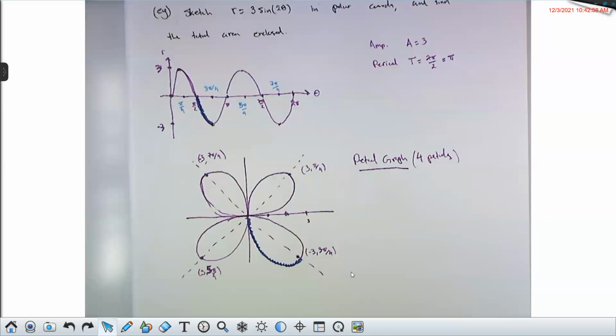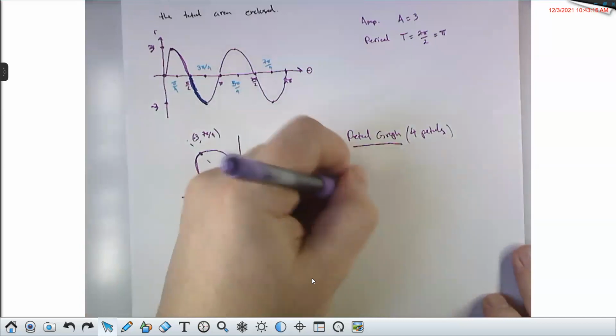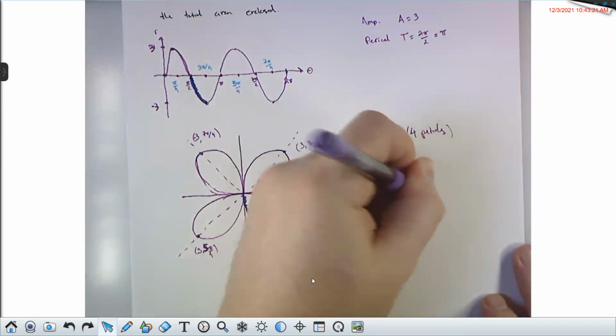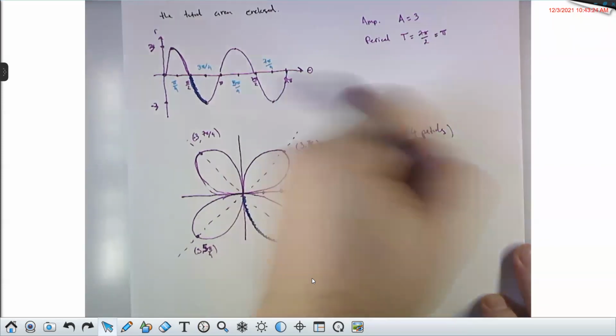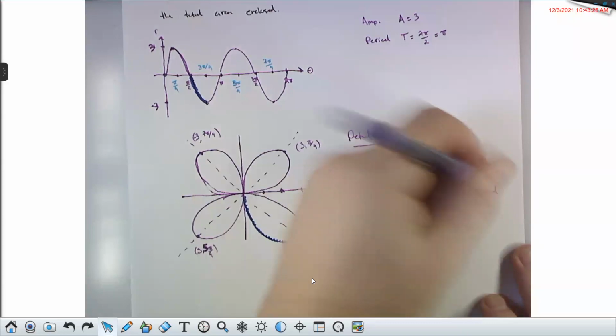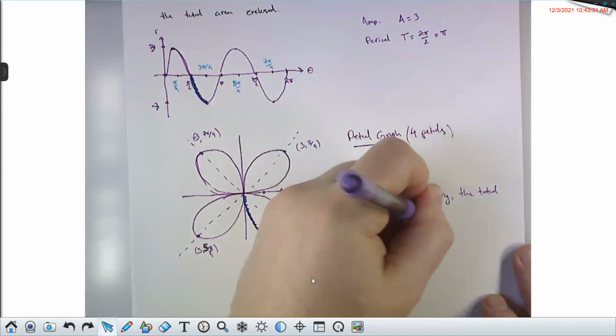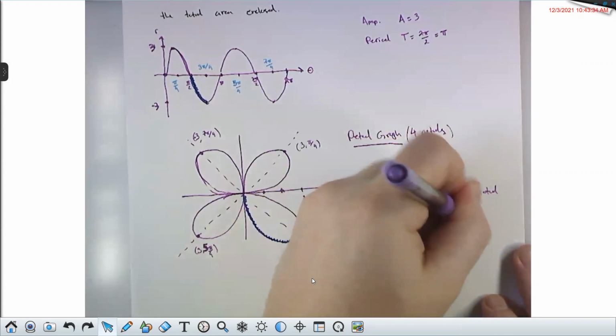Okay, I want to find the total area here. And while it might not be obvious from my picture, because my picture isn't perfect, each one of these petals encloses the same area. There is a lot of symmetry here. So note, by symmetry, the total area is 4 times the area of one petal.